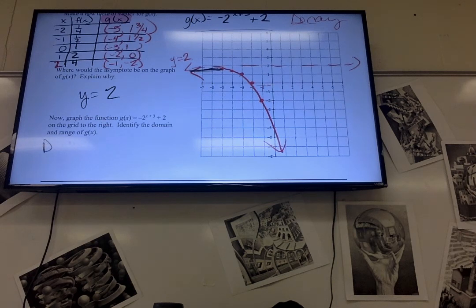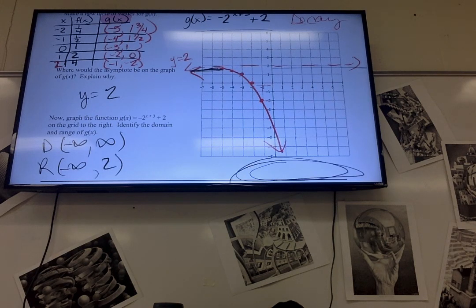What about the domain? There you go, negative infinity to infinity. Range? There you go. The lowest number, which is down here because it goes forever, so that's negative infinity, to the highest number, which is 2, the asymptote.